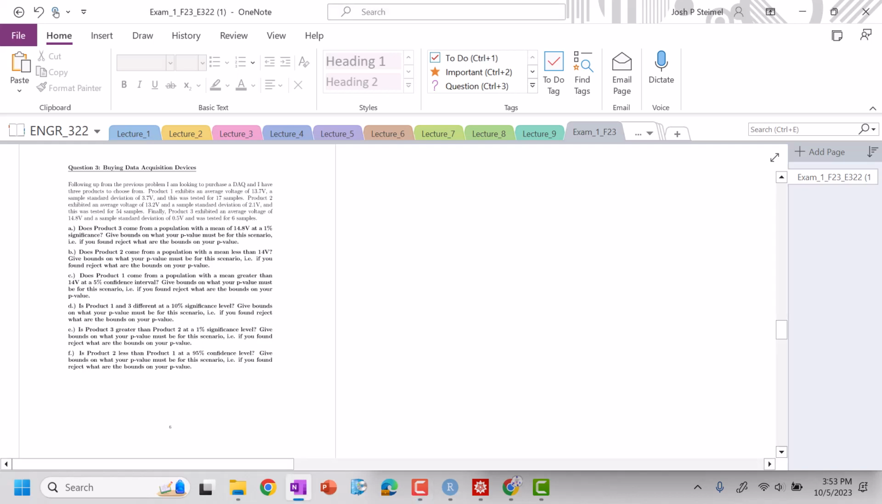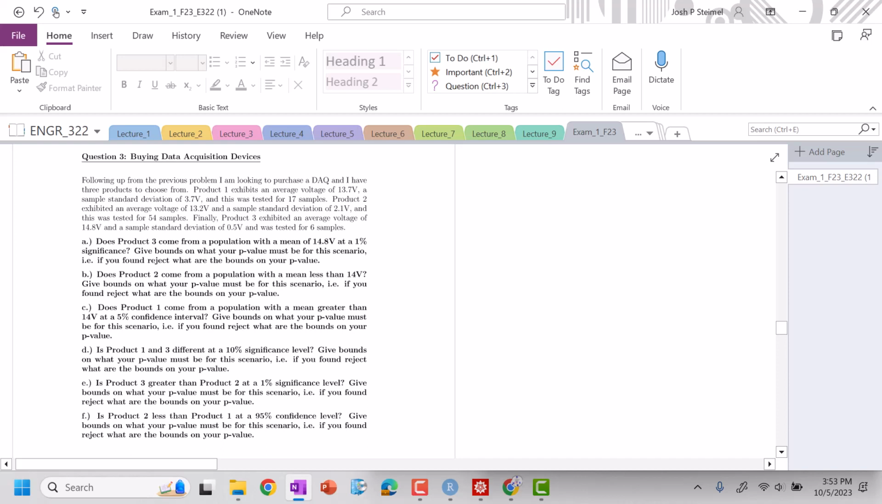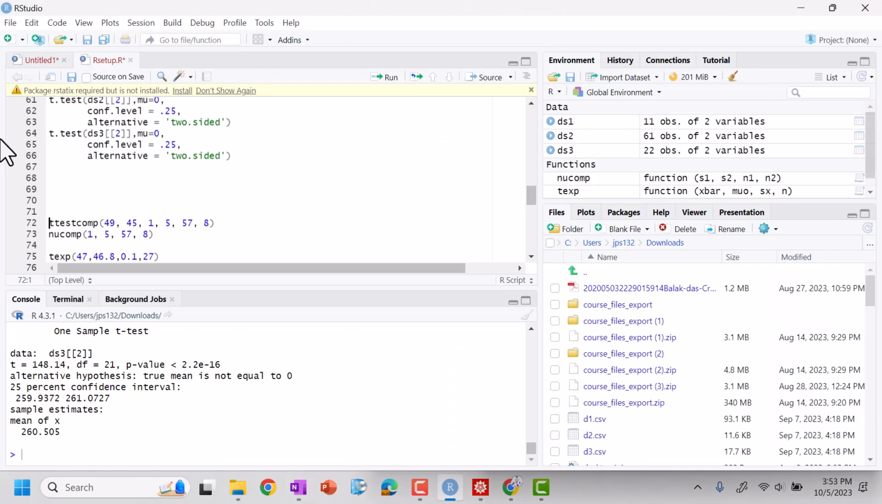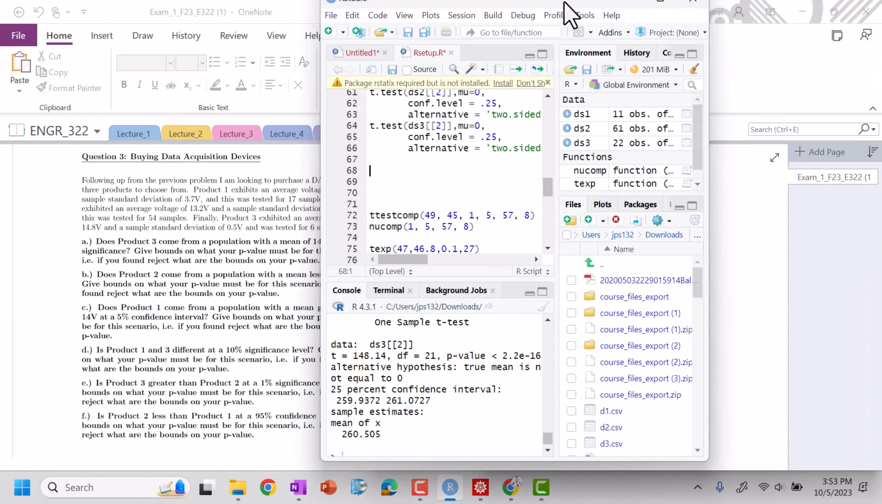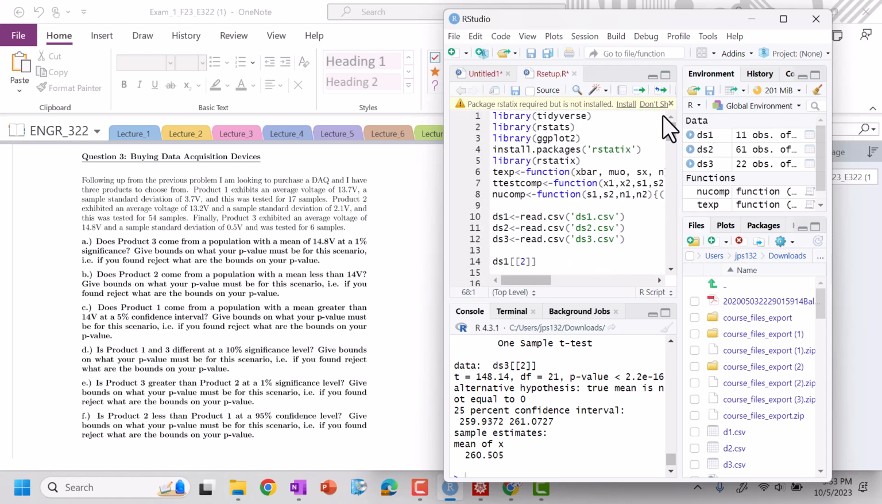And we are back, and we are about to get into our next problem, which is doing some hypothesis testing with some data acquisition devices where we don't have the data per se. So let's go ahead. I'm going to shrink this one down, and we are going to use our functions up here to answer some of these questions. I'm just going to go step by step.